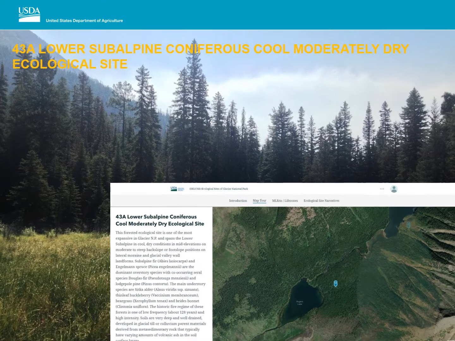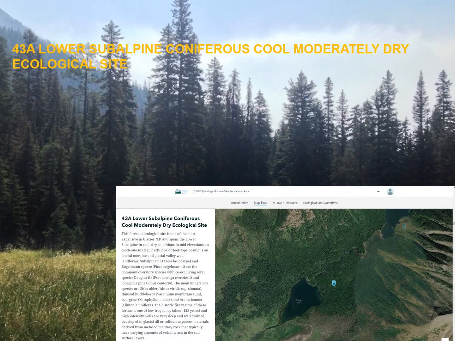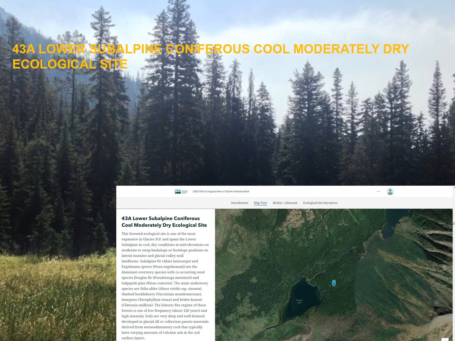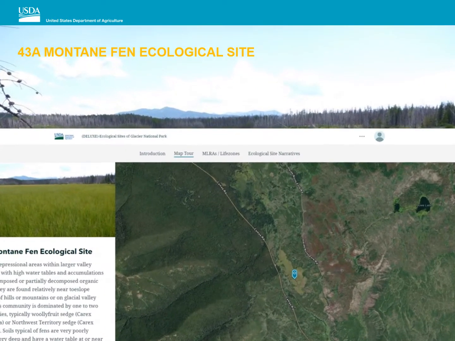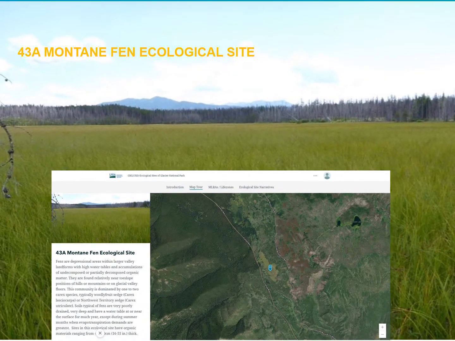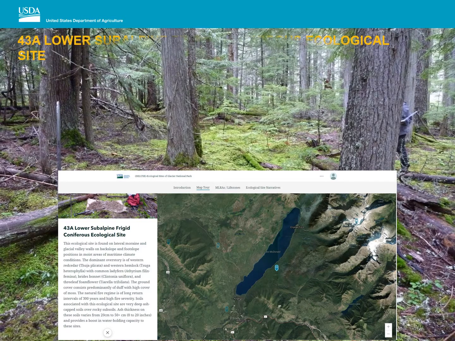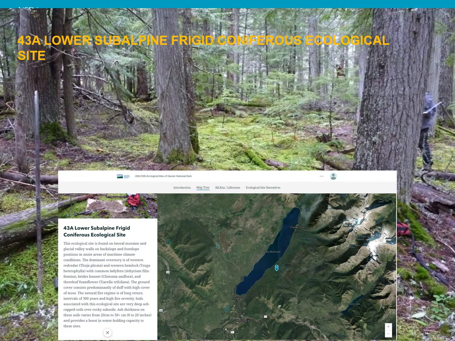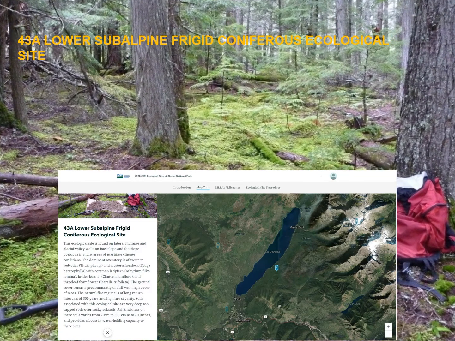The lower subalpine coniferous cool moderately dry ecological site is the forested ecological site, which is one of the most expansive in all of Glacier National Park. The Montane Fen Ecological Site comprises depressional areas within larger valley landforms with high water tables and accumulations of undecomposed or partially decomposed organic matter dominated by sedge species. The lower subalpine frigid coniferous ecological site is the iconic western red cedar and western hemlock forests around Lake McDonald.